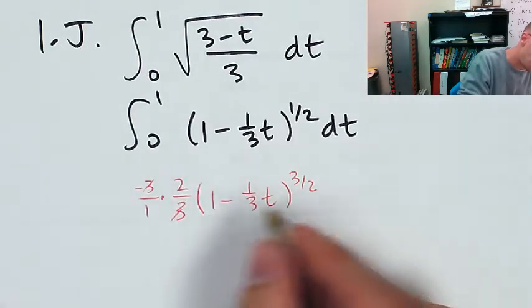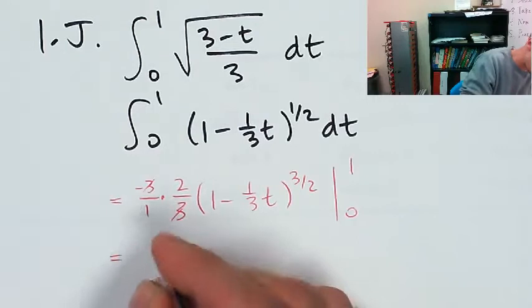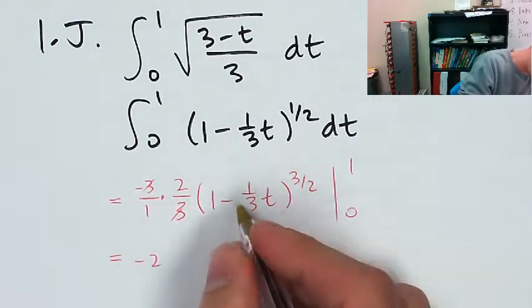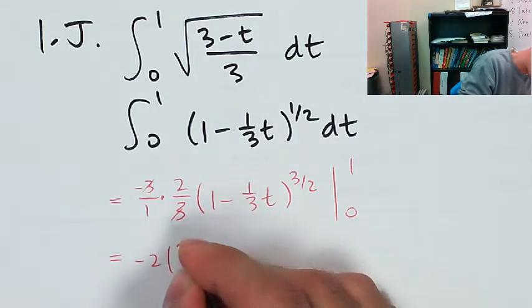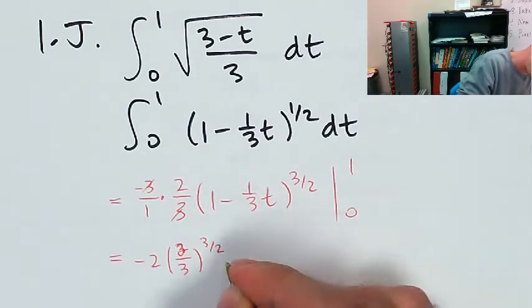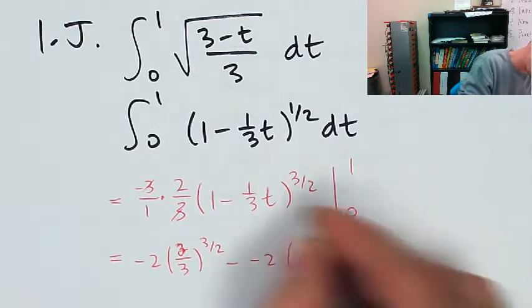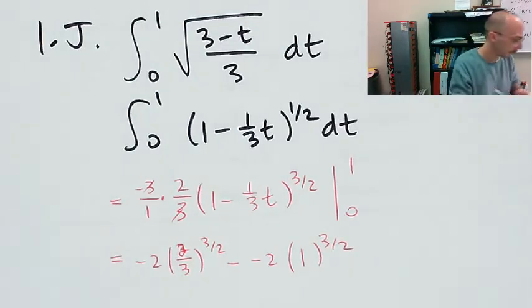Okay, so I got negative 2 times that to the 3/2 as t runs from 0 to 1. Okay, so negative 2 of 1 minus 1/3 is 2/3 to the 3/2 minus negative 2 times when I plug in 0, I get 1 to the 3/2, and that's going to be a safe place for me to stop.